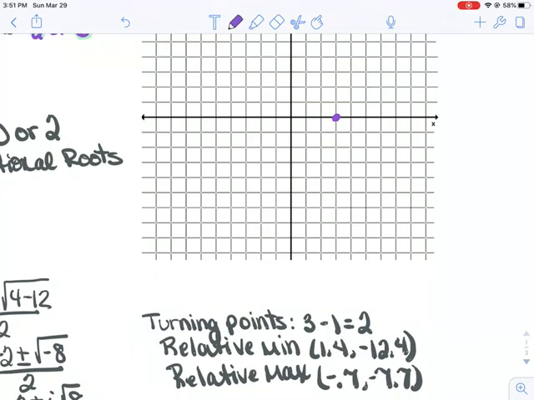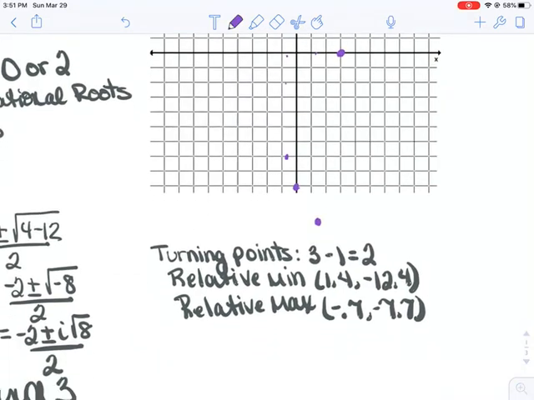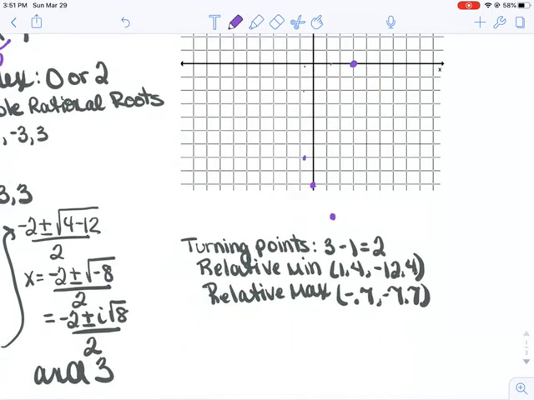All right, our relative min is 1.4, negative 12. So 1.4, I think that's 1, 2, 3, 4, 5, 6, 7, 8, 9, 10, 11, 12. Let's put that guy right here. Okay, it crosses the y-axis at negative 9. That was right here, y right there. And negative 0.7, negative 7. Okay. All right. So that's not too bad.